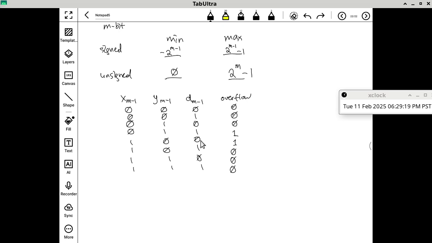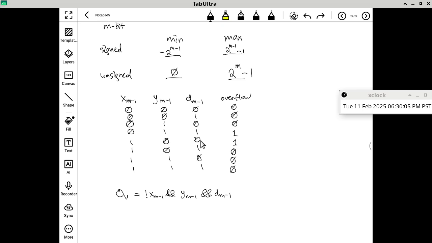So if I need to make a Boolean expression to express overflow, what do you think that's going to look like? Well, we'll focus on one row at a time. How can I make this row return a zero? What kind of expression will make only this row, the fourth row from the top, return a zero? What about this? We negate x of m minus 1, and then we do a conjunction, and then a conjunction here.